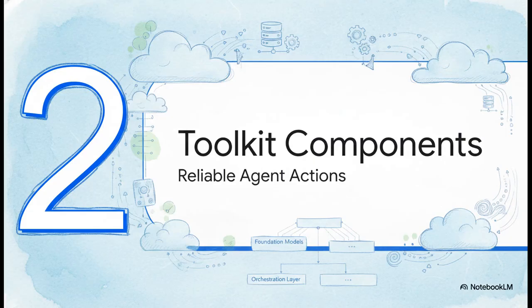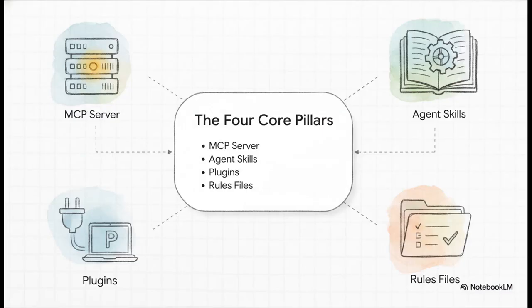Let's move to Section 2, the 4 core toolkit components. This is the architecture behind reliable agent actions. So, how does this actually work under the hood? It's built on 4 main pillars. The AWS MCP server, agent skills, which basically act as your runbooks, IDE plugins, and your project-level rules files. Let's zoom in on the foundation of this whole setup.